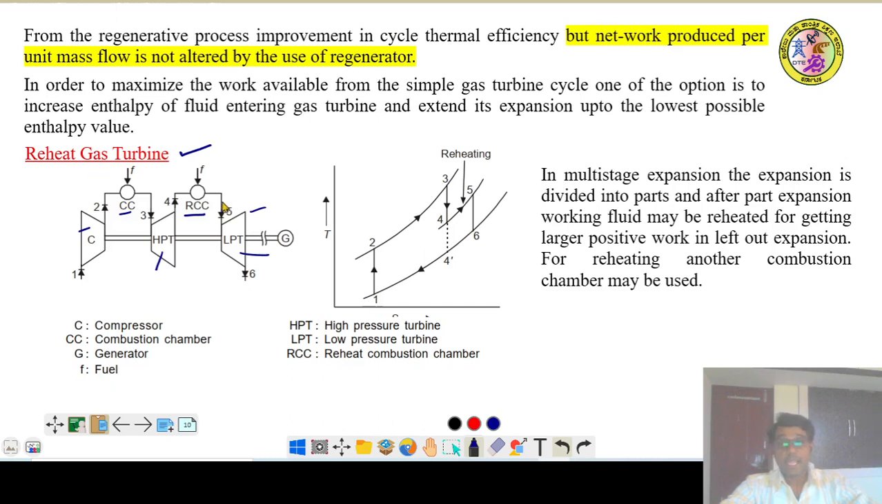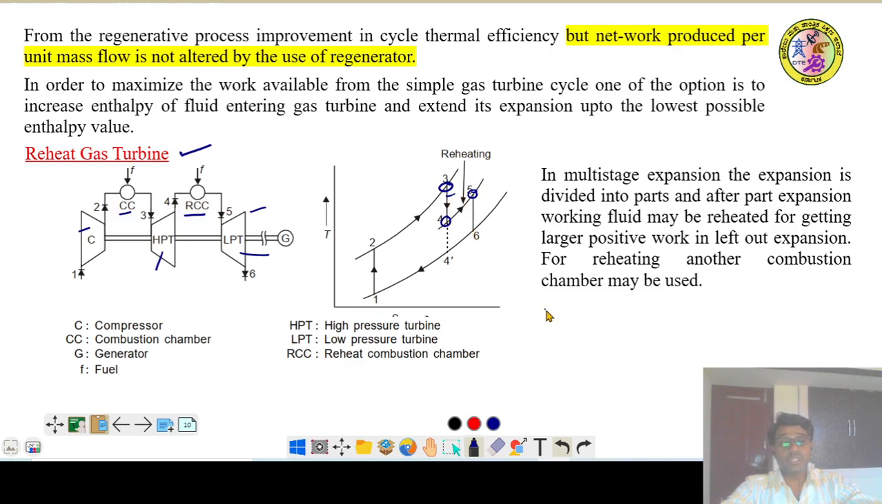If I do not use the reheat process, the expansion takes place from 3 to 4 in one process. Now with part expansion, I expand from 3 to 4 first. After expanding 3 to 4, I further heat it in the reheat combustion chamber, where the temperature is increased to 5. Then after reaching stage 5, I expand in the low pressure turbine, LPT. So the low pressure turbine will expand. That means what?